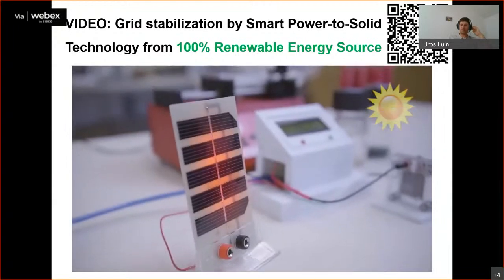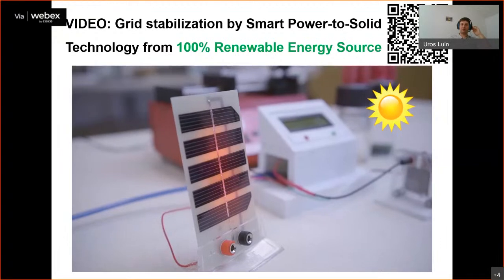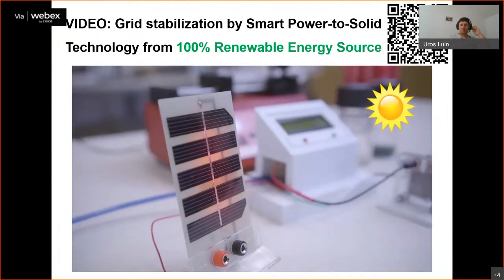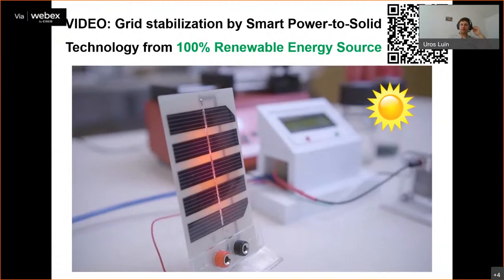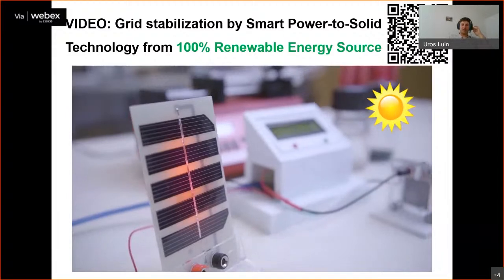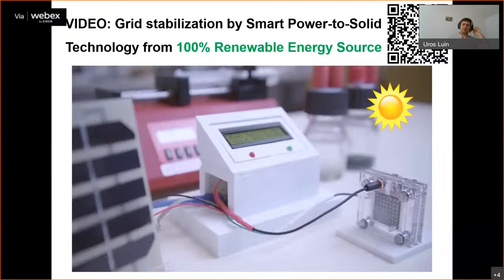Now is the situation when it's noon in the summertime. We have overproduction from the solar cells. The system first identifies that the frequency is going up, so there is a surplus of energy. The second thing that it does is that it starts to store the energy.